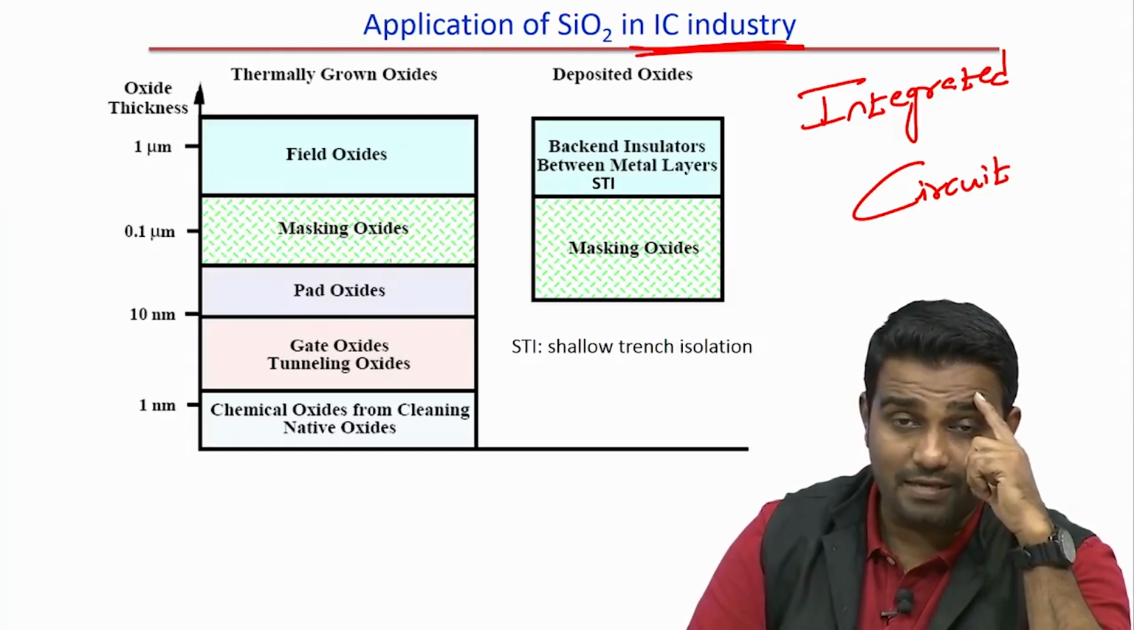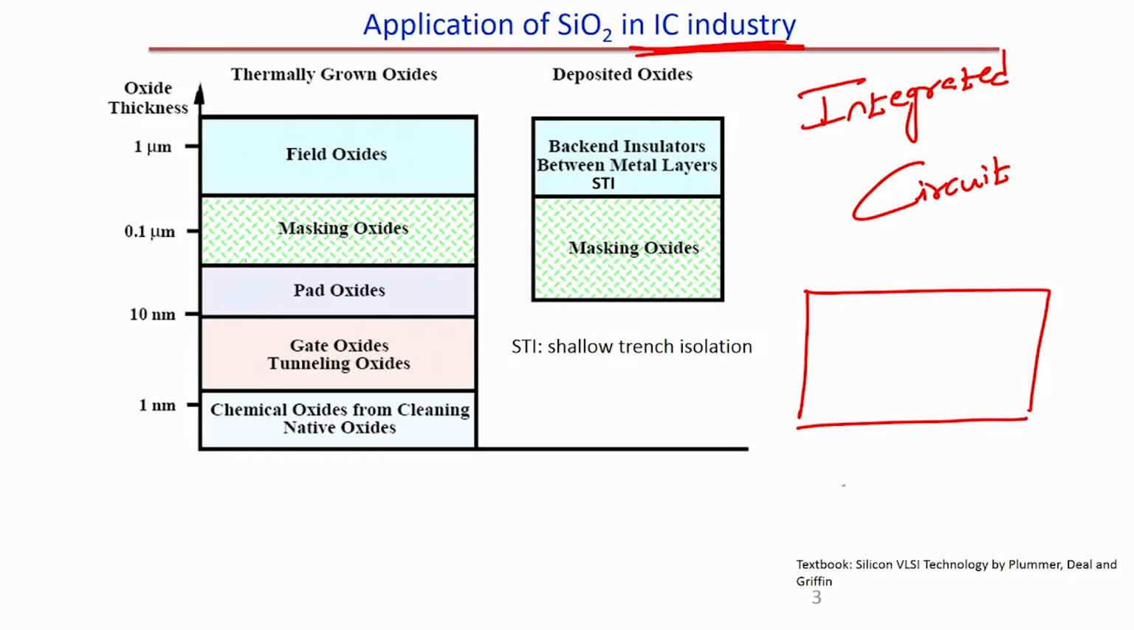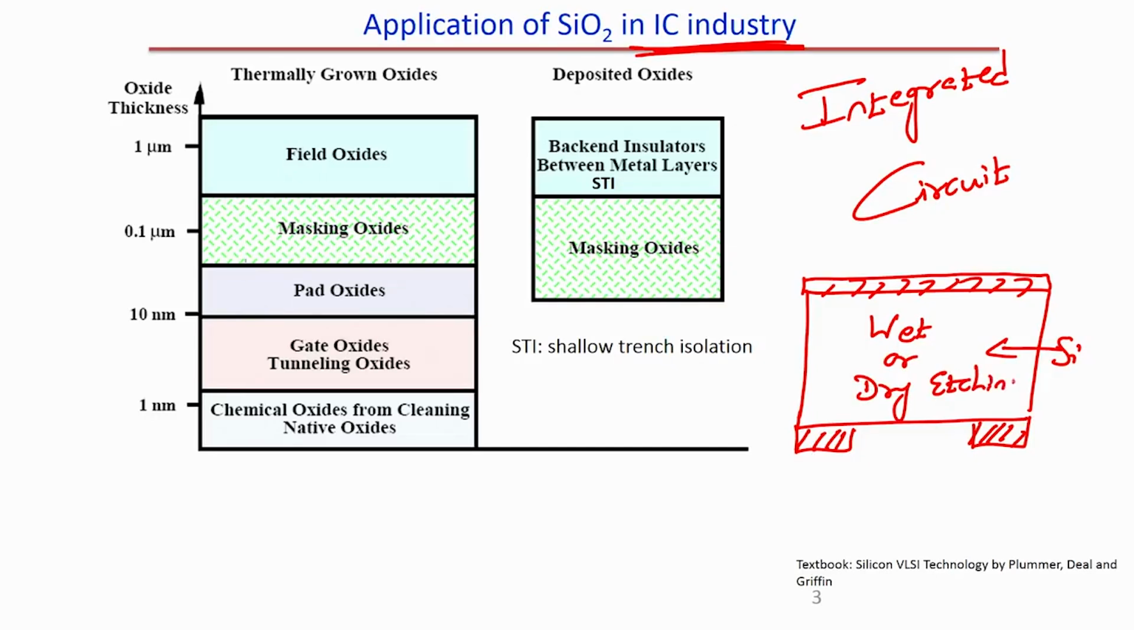Now, we have seen an example of masking in the fabrication, when we wanted to etch the wafer from the back side. What we did was create, or grow, silicon dioxide, and then we created a window on the back side in the second example, like this. Then I told you that we can etch the silicon using wet or dry etching. This I had told you in the last class.